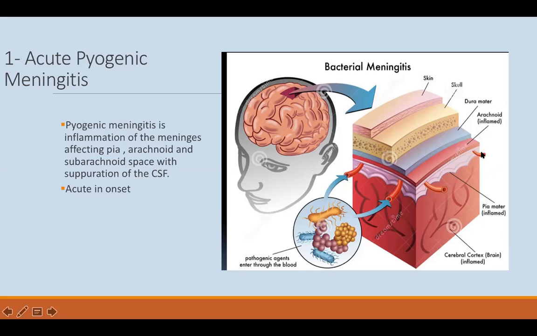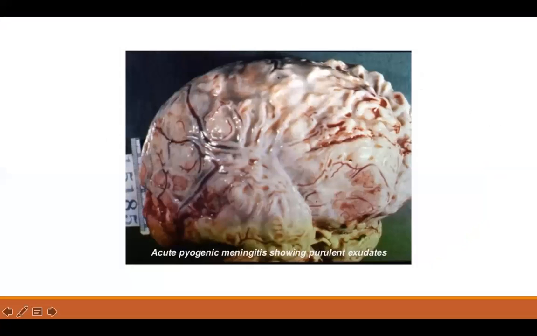So when we say pyogenic meningitis, we mean inflammation of the meninges affecting the pia mater, the arachnoid mater, and the subarachnoid space with suppuration of the cerebrospinal fluid. And as I said, it's acute in onset. This is a gross picture of acute pyogenic meningitis, and the white stuff that you see is the purulent exudate.